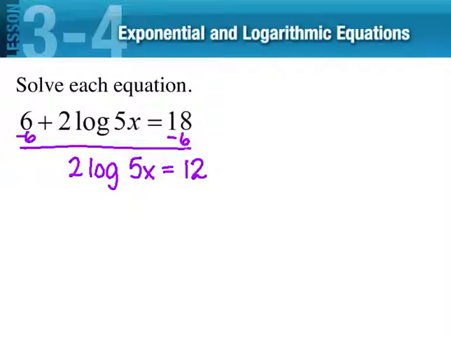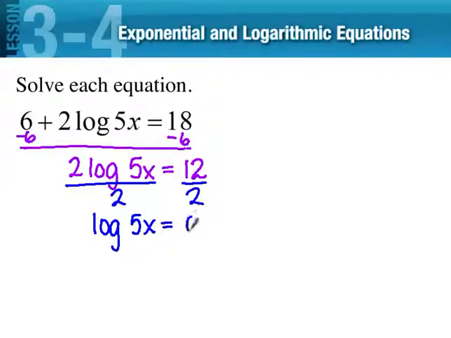What do you think the next step will be? I would divide by 2. Our whole goal is isolating the logarithm. Wait, do you want log 5x, or log by itself? I want x by itself. So the final step should be x equals something.